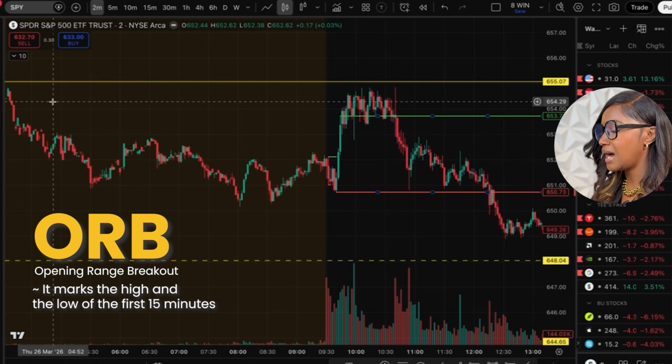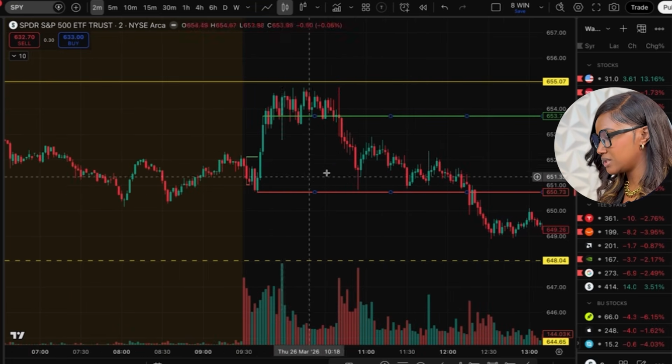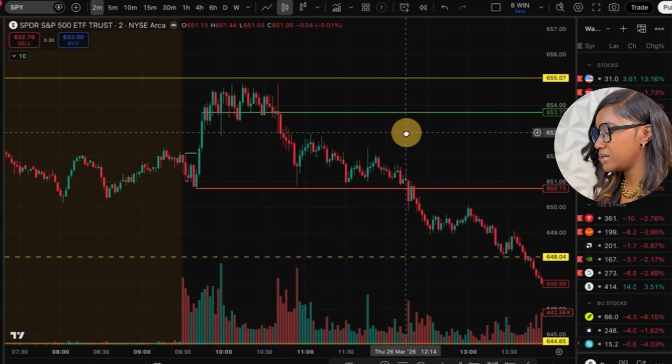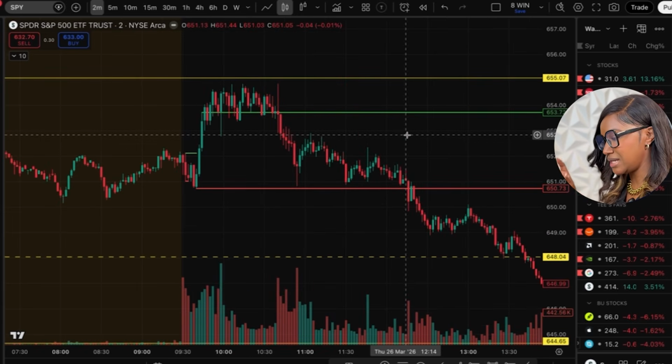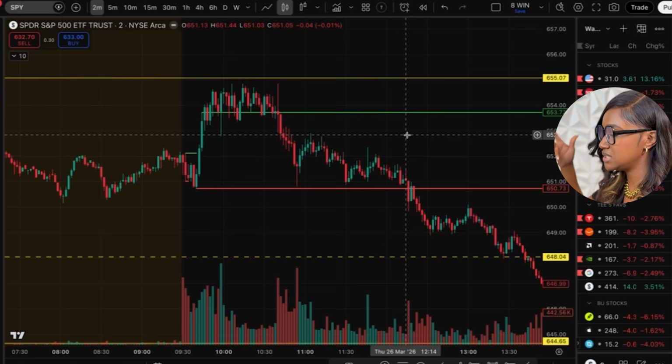What that does now, my friends, is when the market is open, the orb is going to mark the high and the low of the first 15 minutes. So the highest the price went in the first 15 minutes and the lowest. The orb is going to be here for the entire trading day, and it's always going to be a critical level.